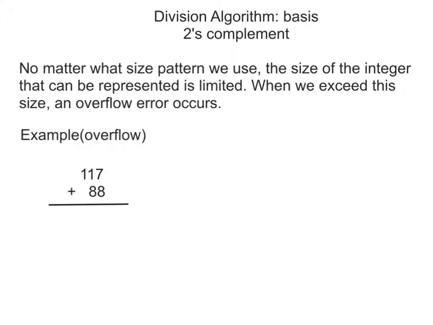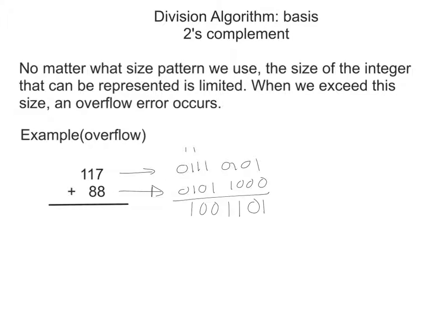The example of overflow: if we add 117 to 88, so 117 is 0, 1, 1, 1, 0, 1, 0, 1 in 2's complement. 88 is 0, 1, 0, 1, 1, 0, 0, 0 in 2's complement. Again, we're going to add: 1 and 0 is 1, 0, 0 is 0, 1, 0 is 1, 0, 1 is 1, 1, 1 is 2, so we carry the 1, 1, 1 is 2, so we carry the 1, 1, 1, 1 is 3, so we have 11.